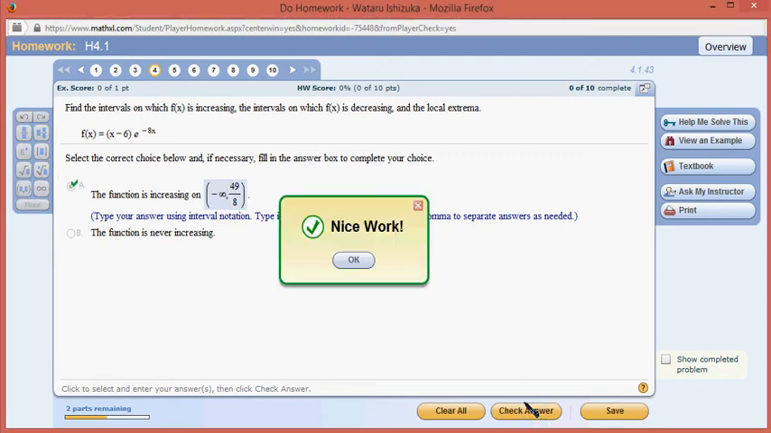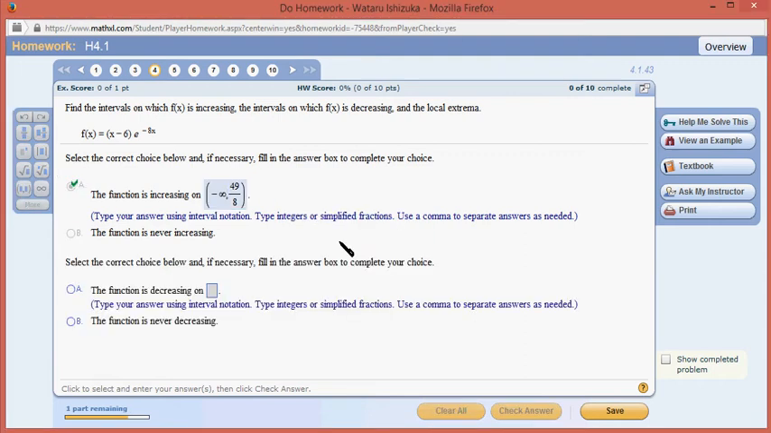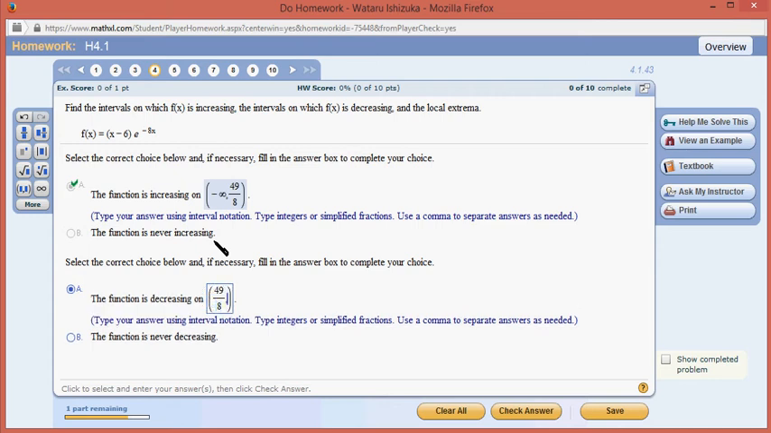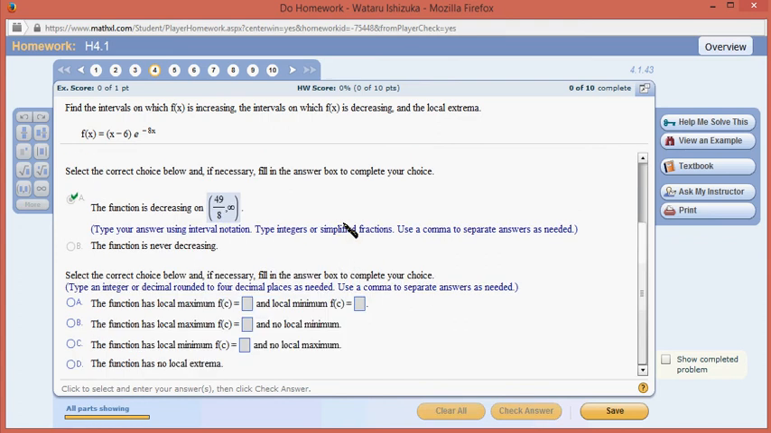So let's check the answer. Alright, so we got that. You can put the square bracket, that will be okay too, unless they are looking for an open interval. The function is decreasing after that, so it's going to be 49 over 8 to infinity. Let's check that. And select the correct one. We're going to have a local maximum and no local minimum.